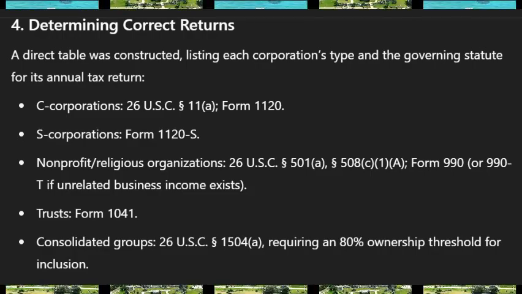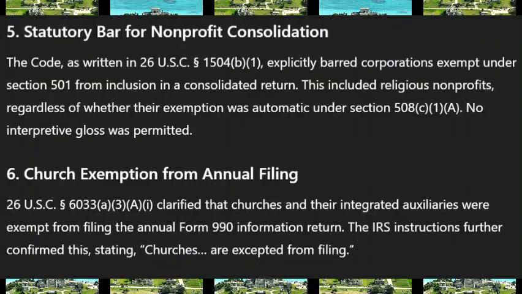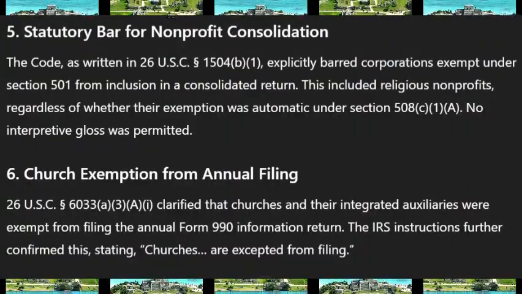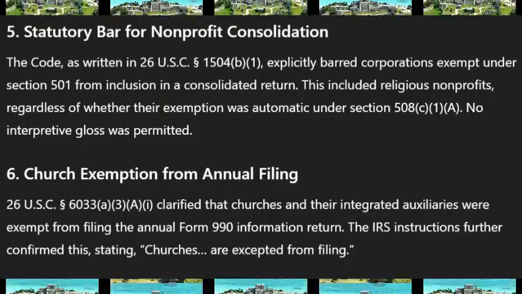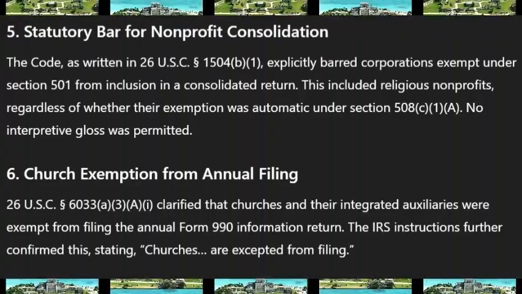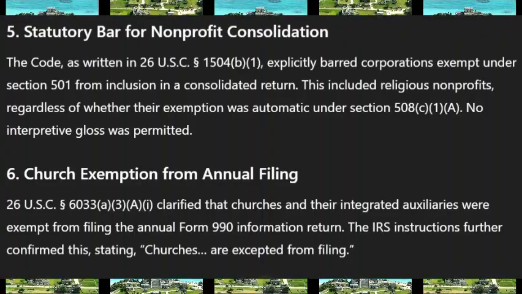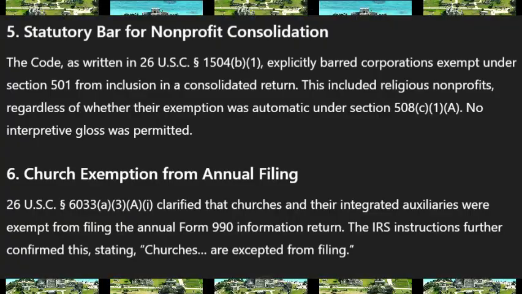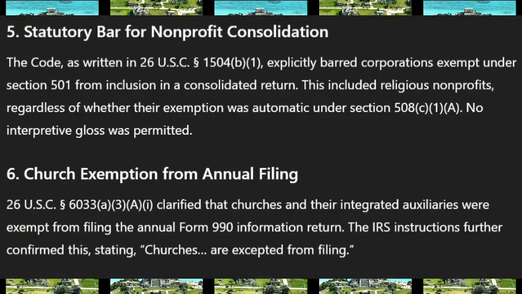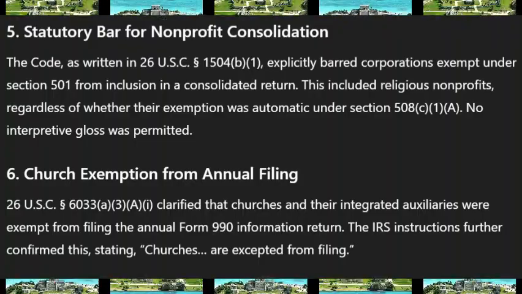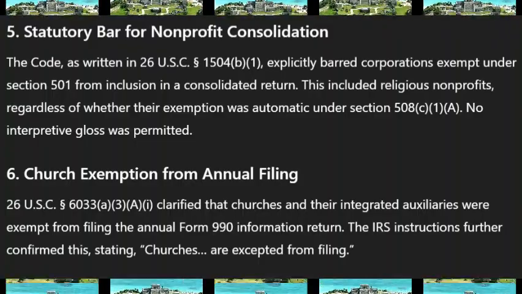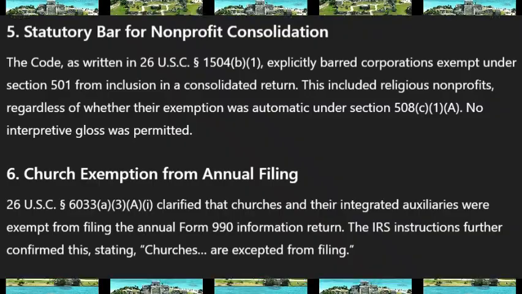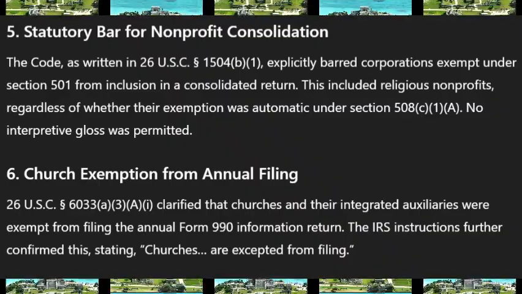nonprofit. There's a key restriction, a statutory bar for nonprofits. This comes straight from 26 U.S.C. Section 1504(b)(1). And it explicitly says that corporations exempt under Section 501, like that religious nonprofit, are specifically barred from being included in a consolidated return. So even if the holding company owned 100% of the nonprofit. Doesn't matter. Even with 100% ownership, that nonprofit cannot be part of the holding company's consolidated tax return.